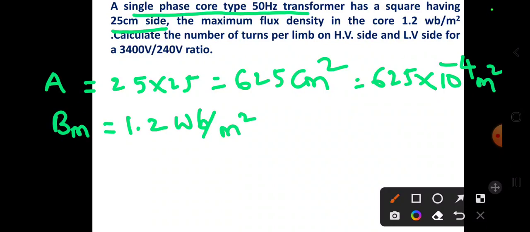Then you need to find the number of turns per limb on the HV side and LV side. That means you need to find N1 and N2. Yes, how can you find this? Tell me how we can find this one. V1 and V2 are also given. V1 is 3400 volts and V2 is 240 volts.